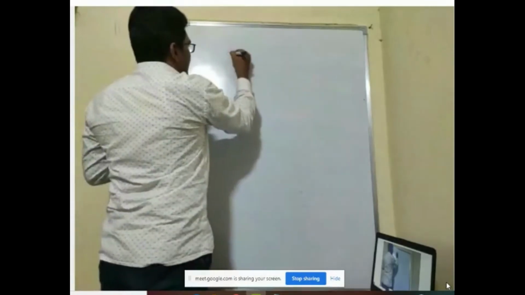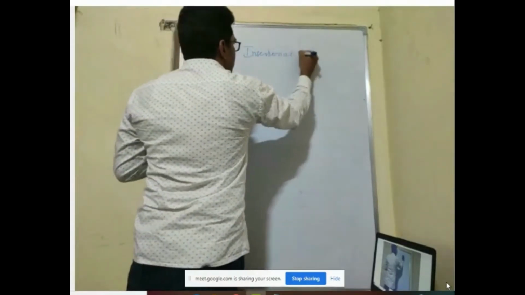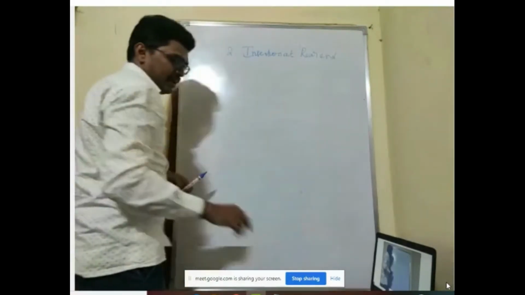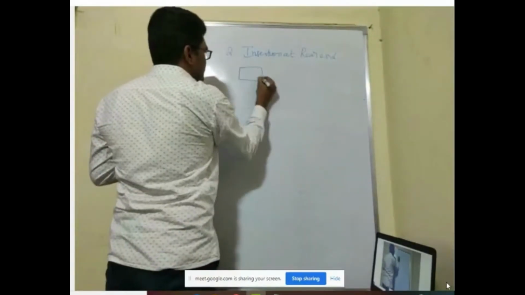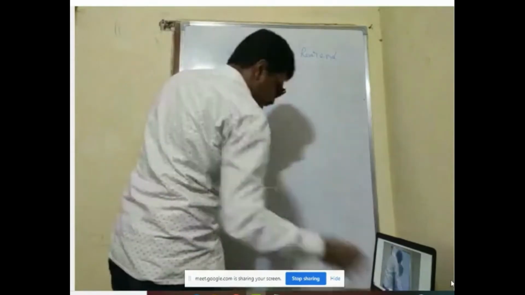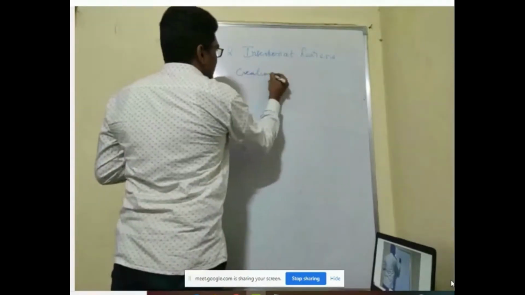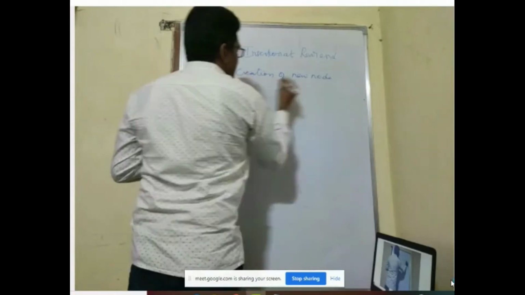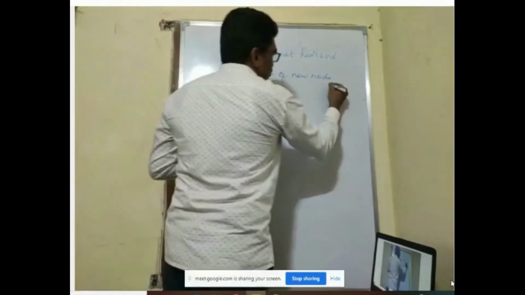I'll move on to the second operation, insertion at rear end. Again, insertion means the first step is the same. Theoretically, we are writing. First, what do you have to do? Creation of a new node. You have to create a new node.